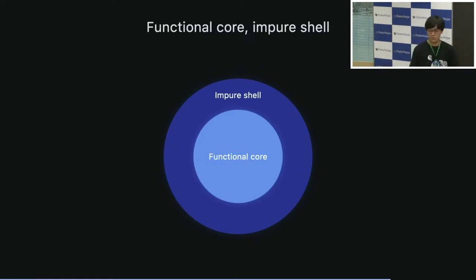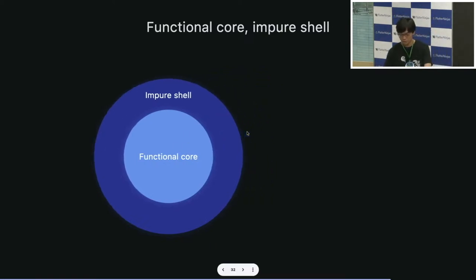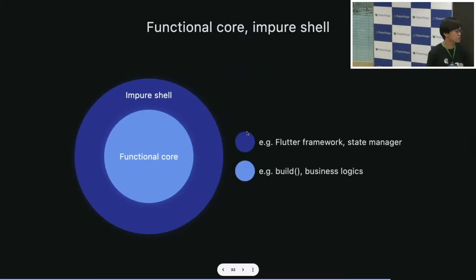So our business logic, or build methods, are inside the functional core. It's very important. It has to be testable. It has to be clearly understandable. So that is the functional core.